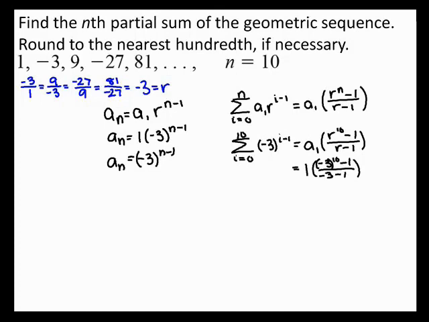Simplify negative 3 to the 10th. Simplify 59,049 minus 1 and negative 3 minus 1. Divide 59,048 by negative 4. You find that the 10th partial sum of the geometric sequence is negative 14,762.